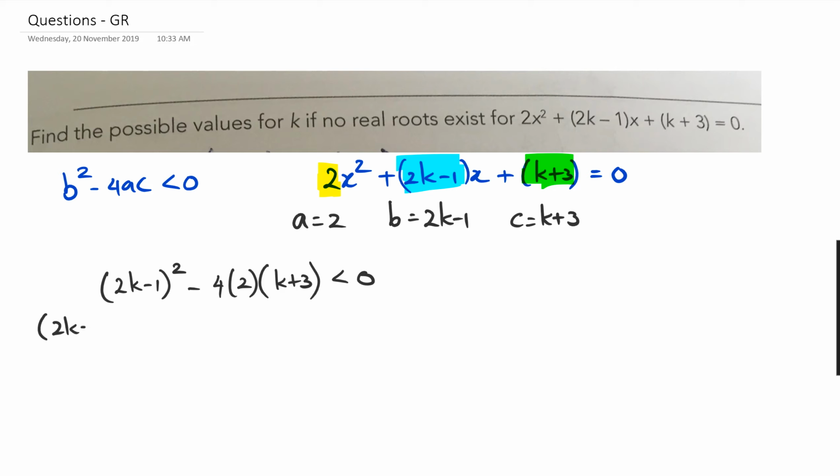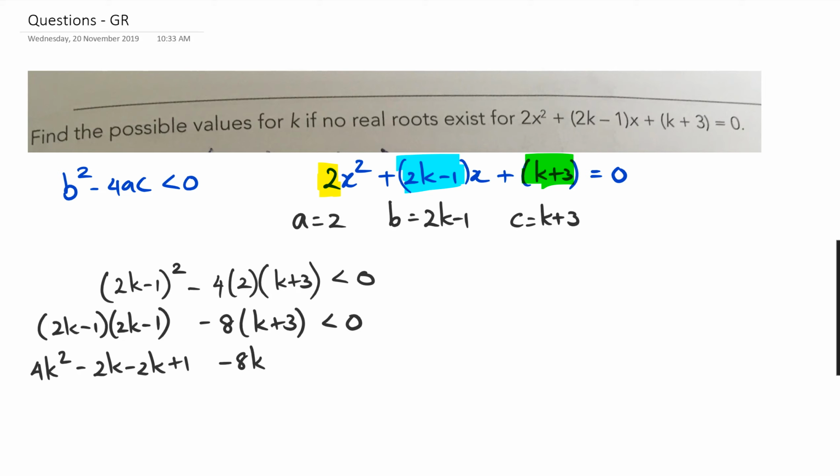I've got to expand the brackets first. So I've got (2k minus 1) times (2k minus 1), and then I've got 4 times 2 is 8, and I've got 8 multiplied by (k plus 3). So expanding the quadratic here, I've got 4k squared minus 2k plus 1, and then here I've got minus 8k minus 24, and all of this is less than 0. Simplifying this, I've got 4k squared minus 12k minus 23, and all of this has to be less than 0.